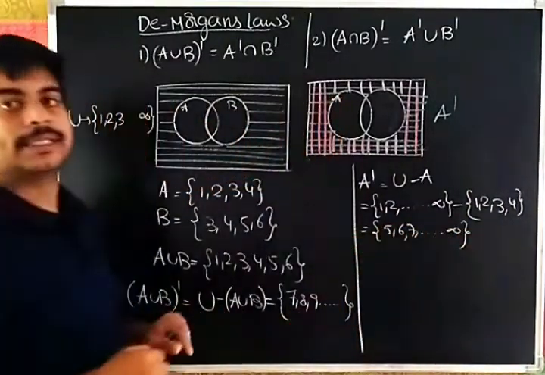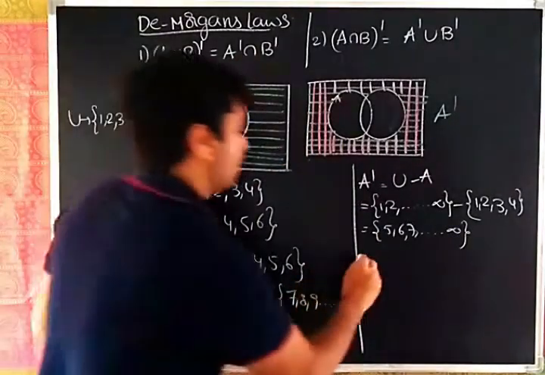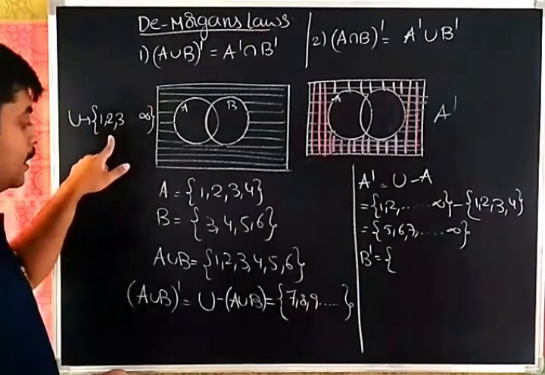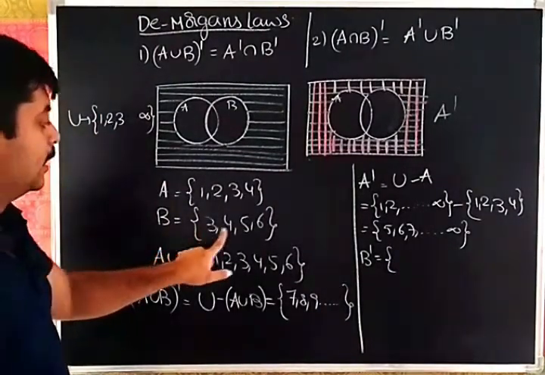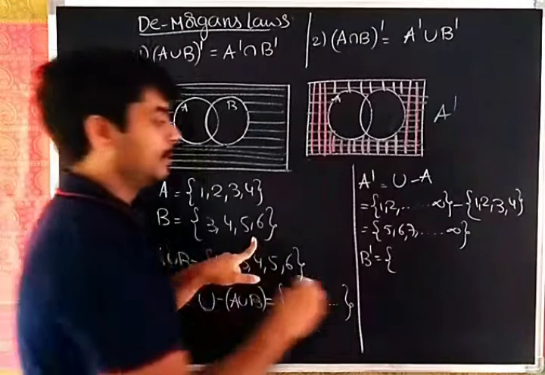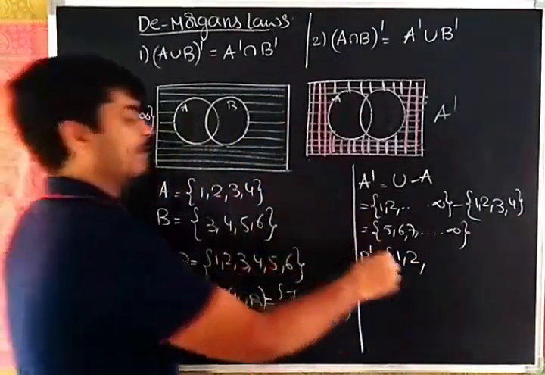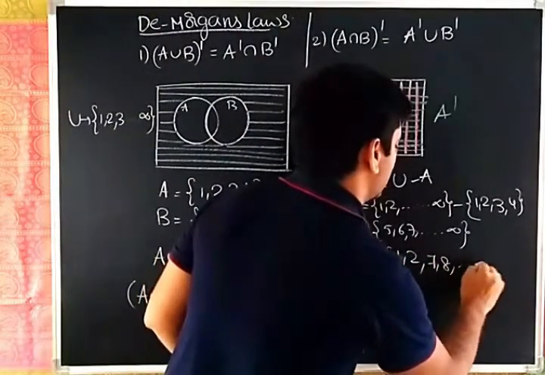That is A complement. What is B complement? From the universal set you need to remove B. From the set of all natural numbers you need to remove 3, 4, 5, 6, so you will be left with 1, 2, and after that 7, 8 and so on till infinity.